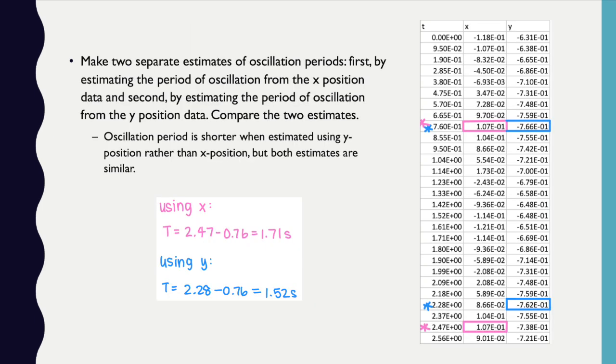Estimate the period of oscillation using the x position data and then the y position data. Compare. I estimated the period of oscillation by finding the same peak or crest twice along a data column, x or y, and then finding the amount of time in between, aka one oscillation. Using the x position, the estimate is 1.71 seconds, and using the y position, the estimate is 1.52 seconds. The period was shorter when estimated using the y position data, but both estimates are still relatively close to each other.